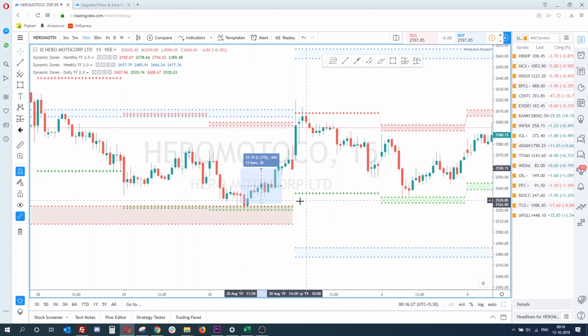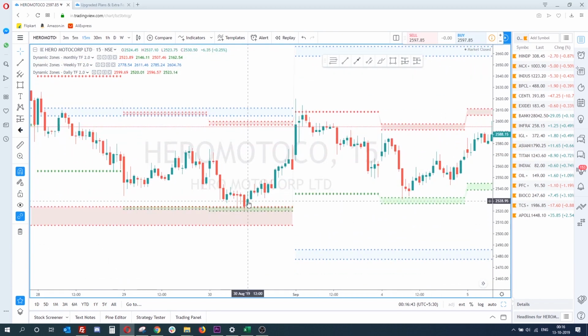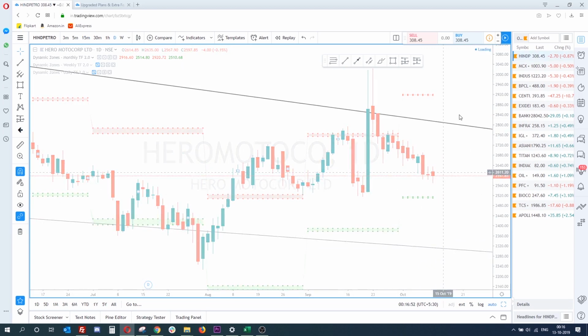This is after getting good experience. I've been using these indicators for more than 1.5 years, so I know how these indicators react. Although if you see the next day there was a new monthly zone. So even on the last day of the monthly zone, it was very well respected, right? So these zones really work great.